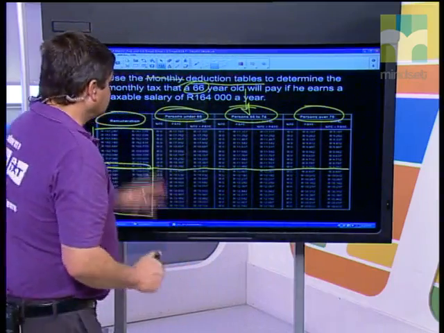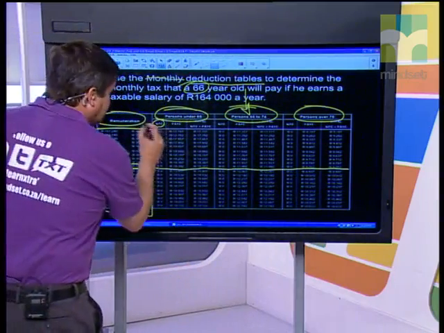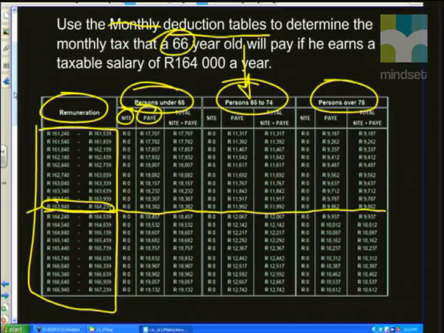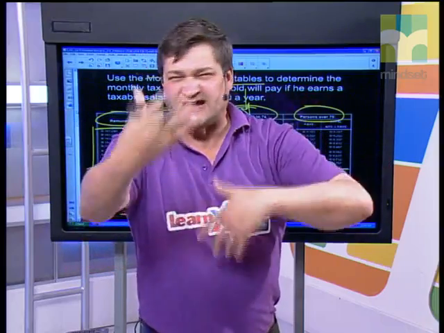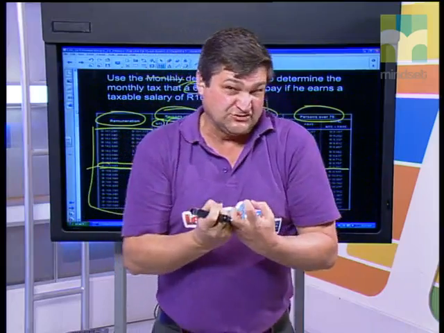Now, these deduction tables, I'm not sure why they still like this, but they show something called site tax and pay as you earn. Okay, then it gives you the total of your site and pay as you earn. Well, don't worry about site tax. Okay, we don't go into site tax as individual taxpayers.